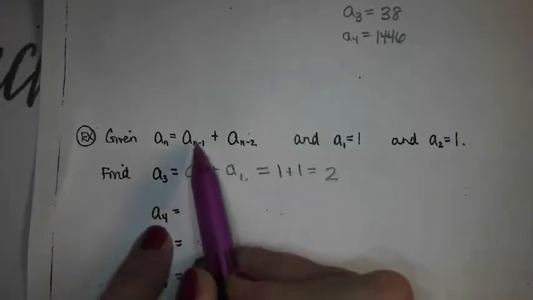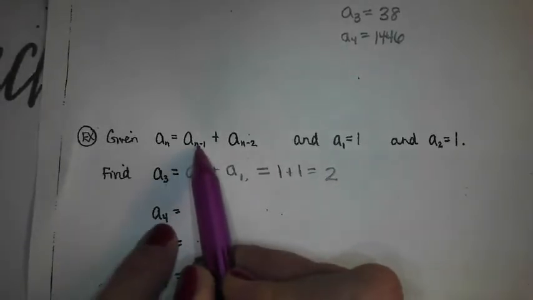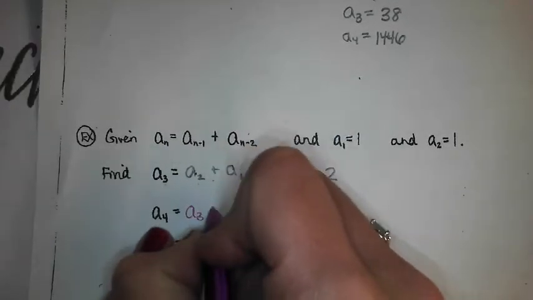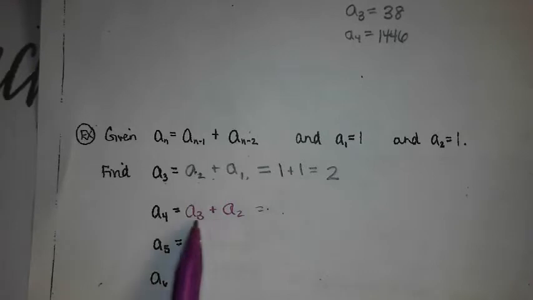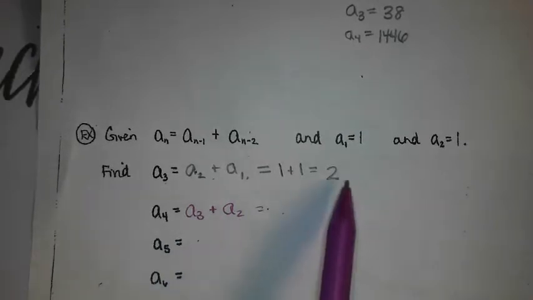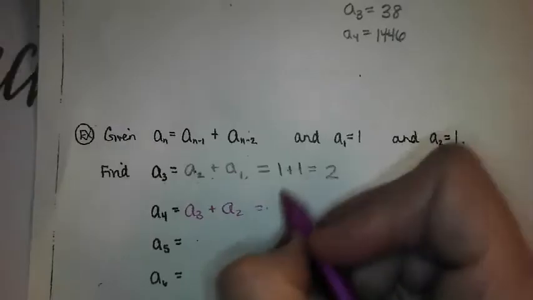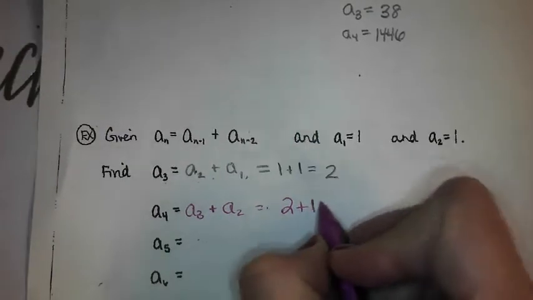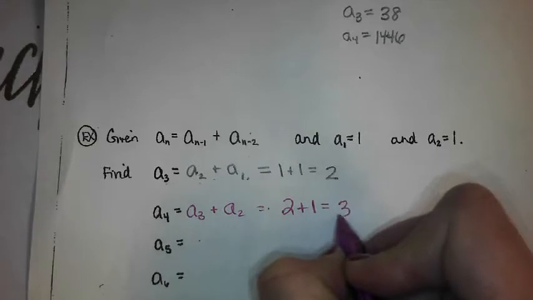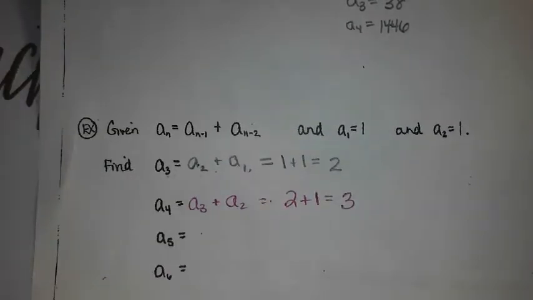So for a sub 4, if I plugged in 4, I would get a sub 3 plus a sub 2. There it is. I'm taking the 2 previous terms and adding them together. So that's the 2 plus the a sub 2, which was 1, and I get 3.